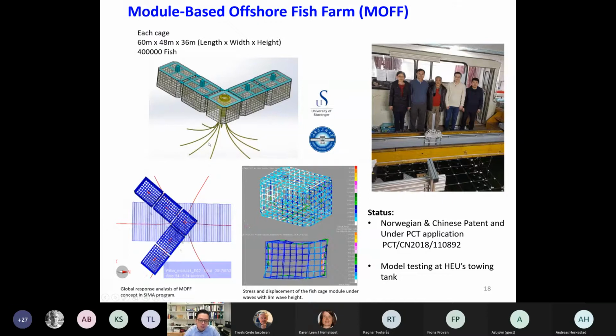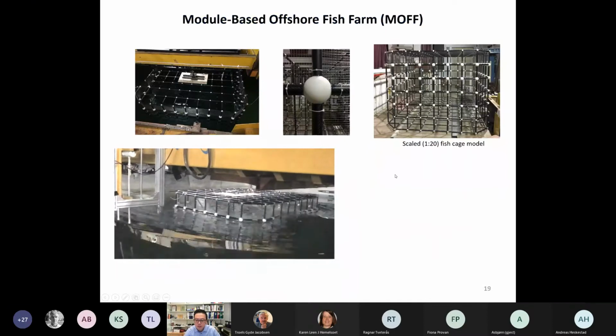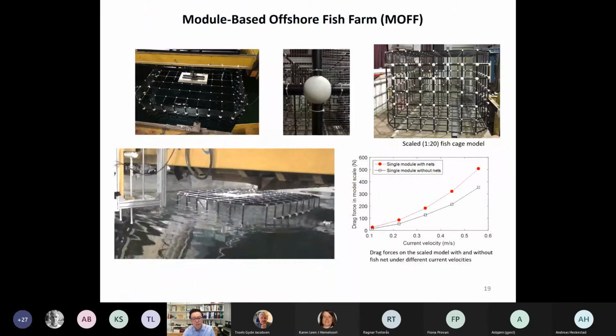And what is good about this cage is that it's a single module and module based, so that each cage can be manufactured in a smaller shipyard. So you do not need a very large shipyard, and each cage can have 400,000 fish, and you can connect them together, and then you can sink to the sea bottom to shun away the typhoon, the high hydrodynamic loading, and you have no blockage of the water. So they will get a good quality of water inside the cage. And we have carried out the experiment to study the forces, and we'll continue working on this cage at this moment. So if anyone is interested, you can contact us on this cage.